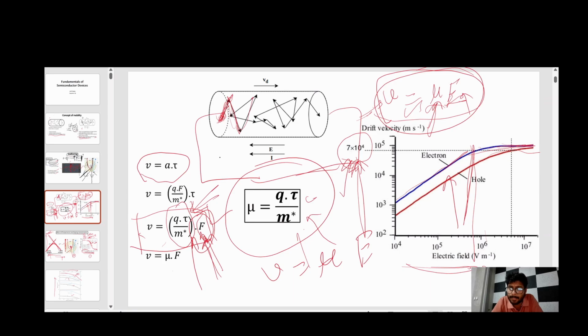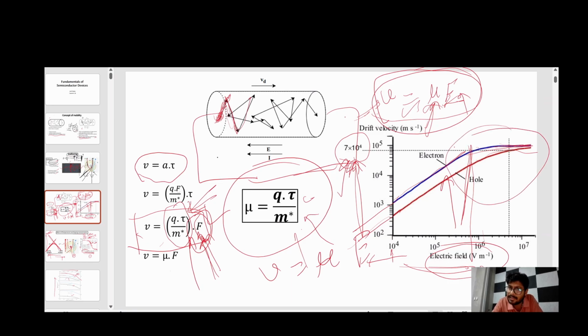And one more thing, sir. You told that the graph starts from 10 to the power 3, why, sir? For lower electric fields, the velocity will be lower. It is just to show that it is saturating. We have started this so that the velocity will saturate because of the scattering of electrons and holes that we have discussed previously, and we will discuss in the next one as well. Two types of scattering: impurity scattering and lattice scattering, that we will see.